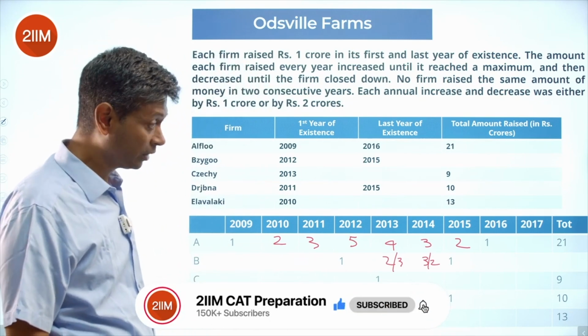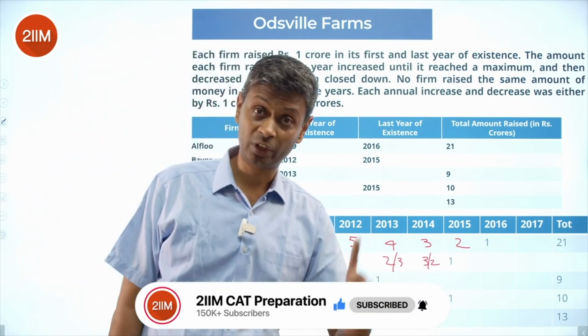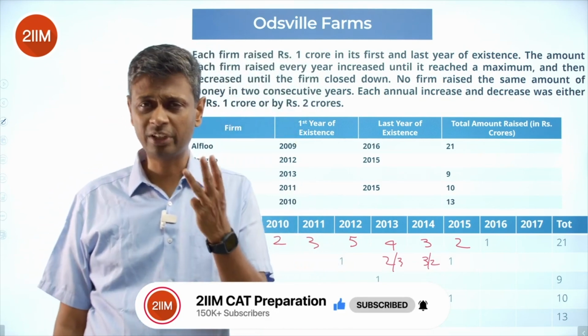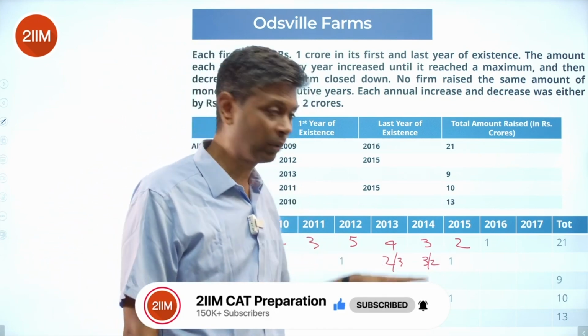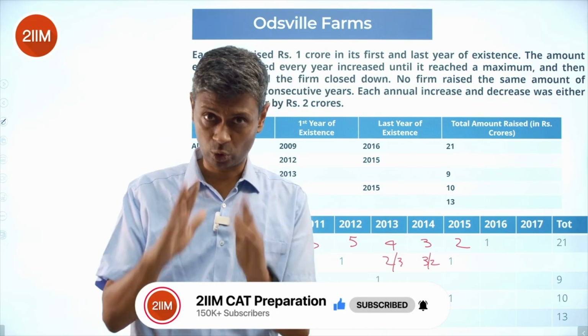C starts with 1. Total adds up to 9. It cannot have been 2 years. It cannot have been 3 years. With 3 years, the only possibility is 1, 2, 3, 1 or 1, 3, 2, 1, adding up to 7 crores.